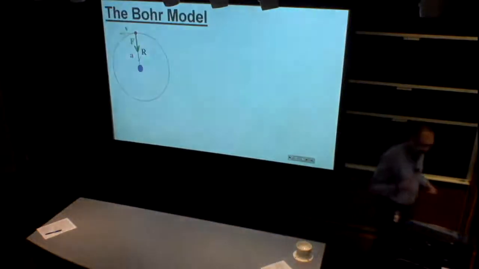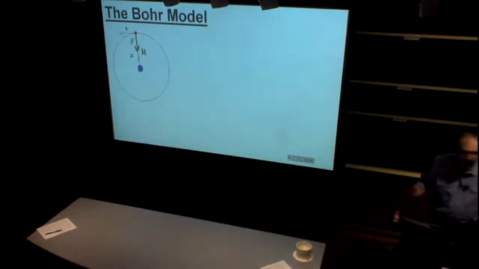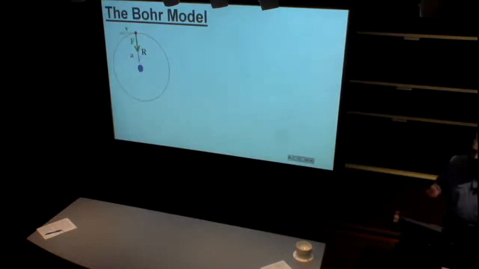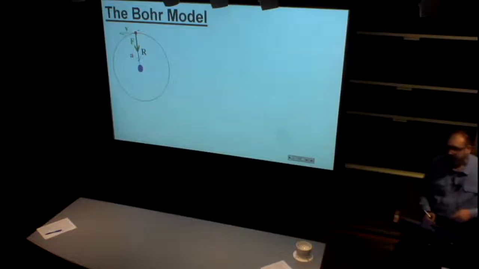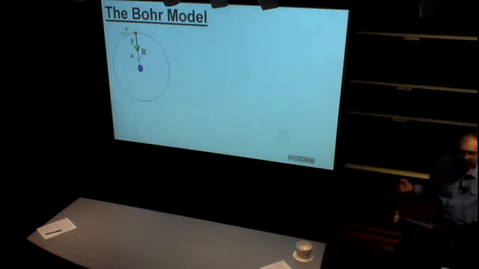So Bohr said, well, let's treat the atom like planets orbiting the sun. And the simplest situation, of course, is a single electron orbiting a single nucleus, a positive charge, a negative charge. The simple trajectory is circular. And my question is, what do we know about circular motion? Everything. So this part is complete review, nothing new.